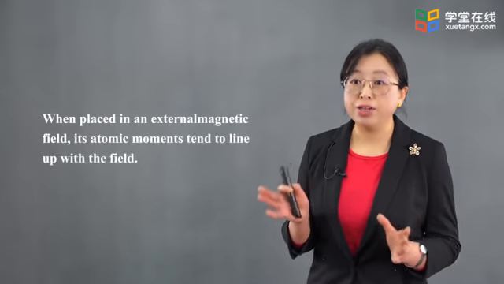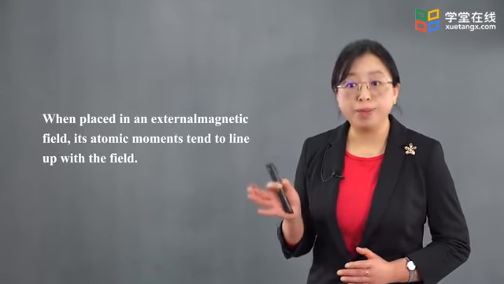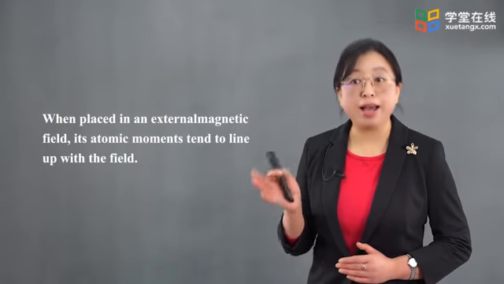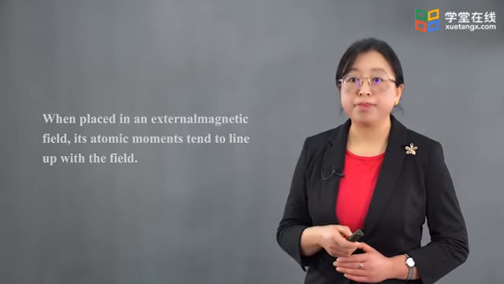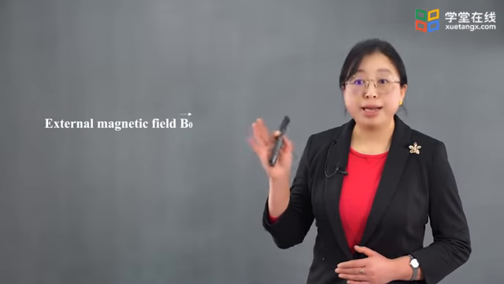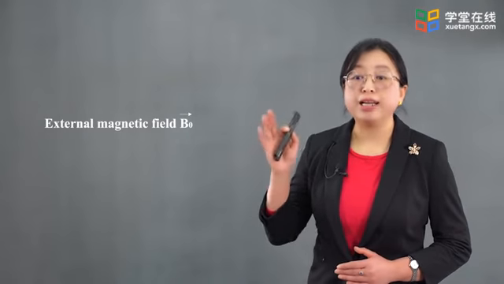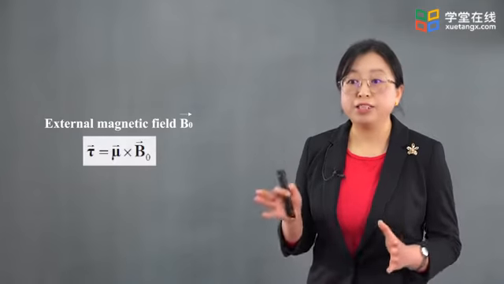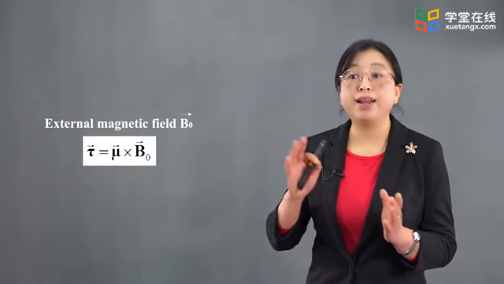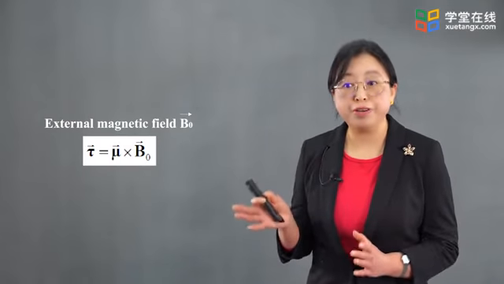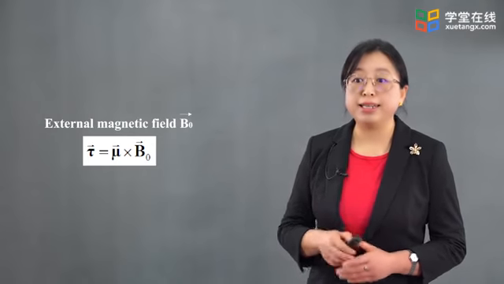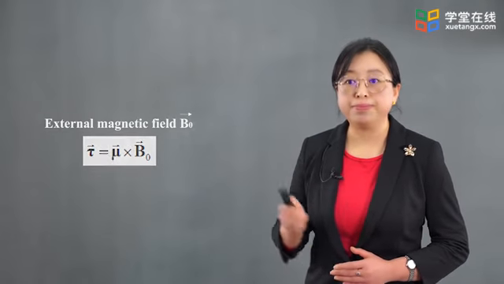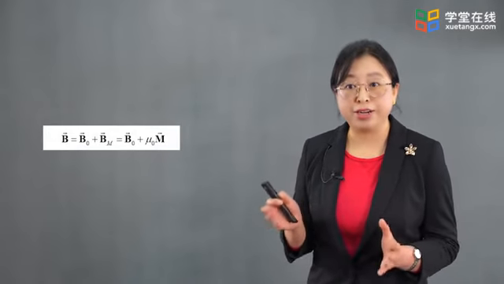By applying an external magnetic field, the dipole moments in the materials tend to line up with the field. For example, when we place a paramagnetic material in an external field B0, as discussed earlier, the dipoles experience a net torque, which tends to align the dipoles with the external field B0, and produces a net magnetization M. Please note that M is parallel to B0, therefore it would enhance B0.